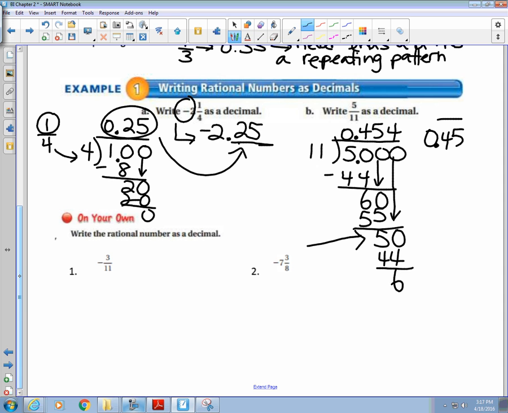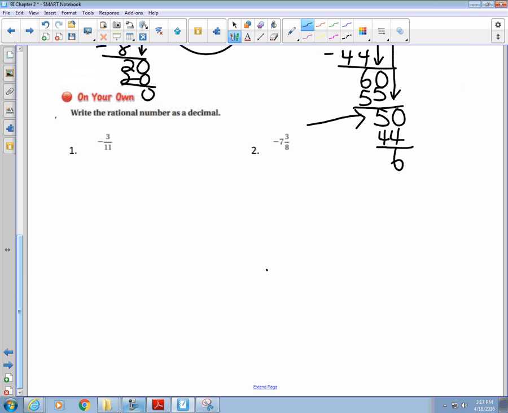There's a couple down here that we're going to do a couple more together. And then you guys will do some on your own at the end of the lesson. So we have -3/11ths. So the first thing I notice is there's a negative sign, so I'm going to carry the negative sign down to my answer. There is no whole number, so I'm just going to use the fraction. The 3 in the numerator goes inside the division house, and the 11 goes outside.